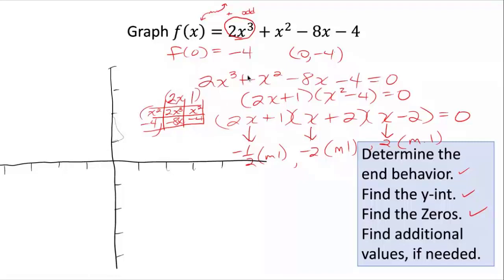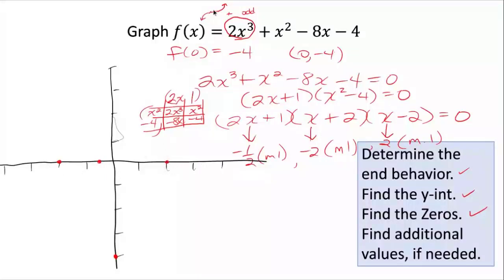Okay, so now I've got 4 marks each direction. So if you look at what we have so far, and let me go back and maybe we'll pick up red to get that. I know that my y-intercept here is (0, -4). That's right here. And I know I have x-intercepts, which are going to happen on this x-axis at -1/2, -2, and +2.